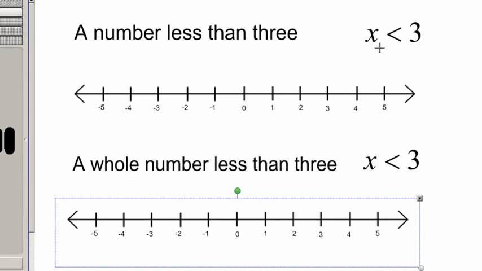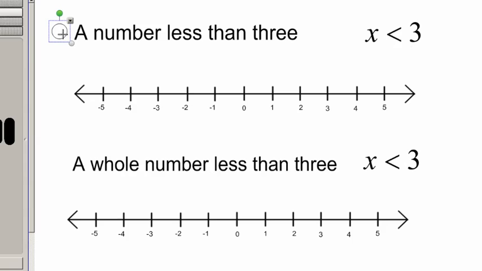I can write this inequality as x is less than 3. But I'm not including 3, so I'm going to make that an open circle. Choose all the values that are less than 3. There you go. These are all the numbers that are less than 3.